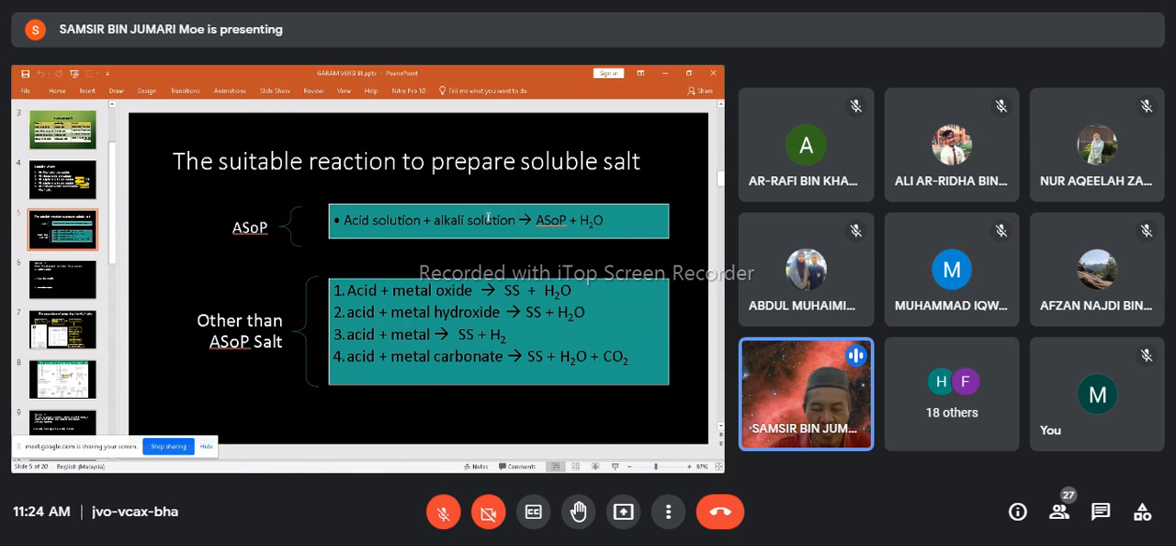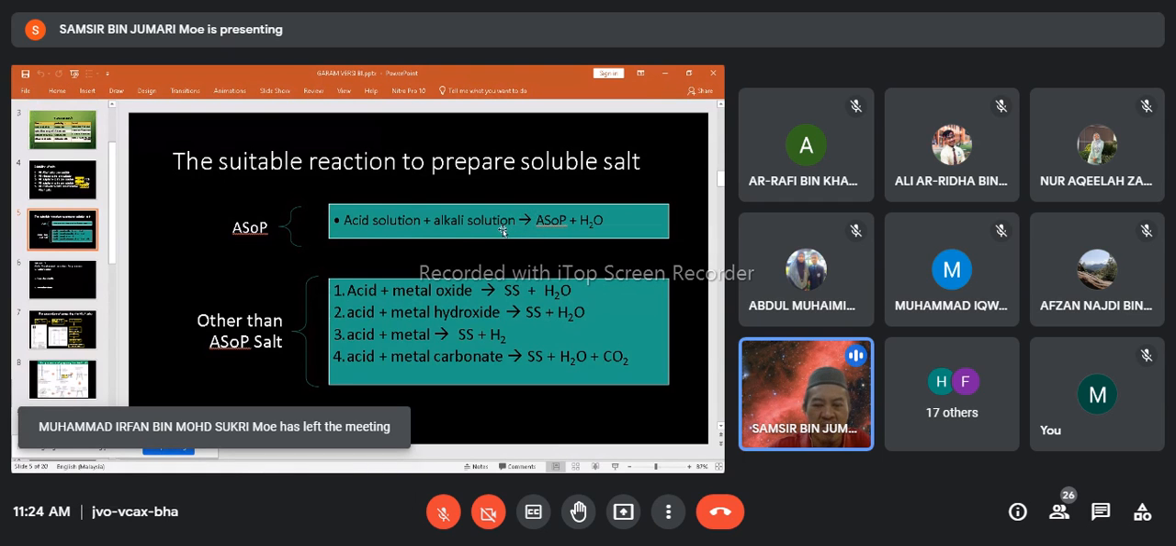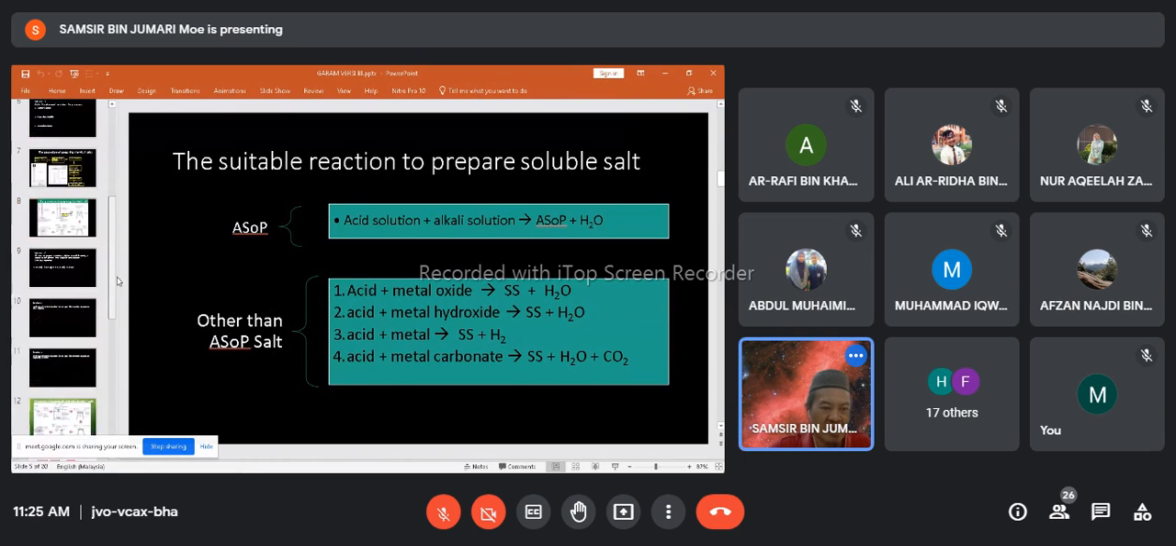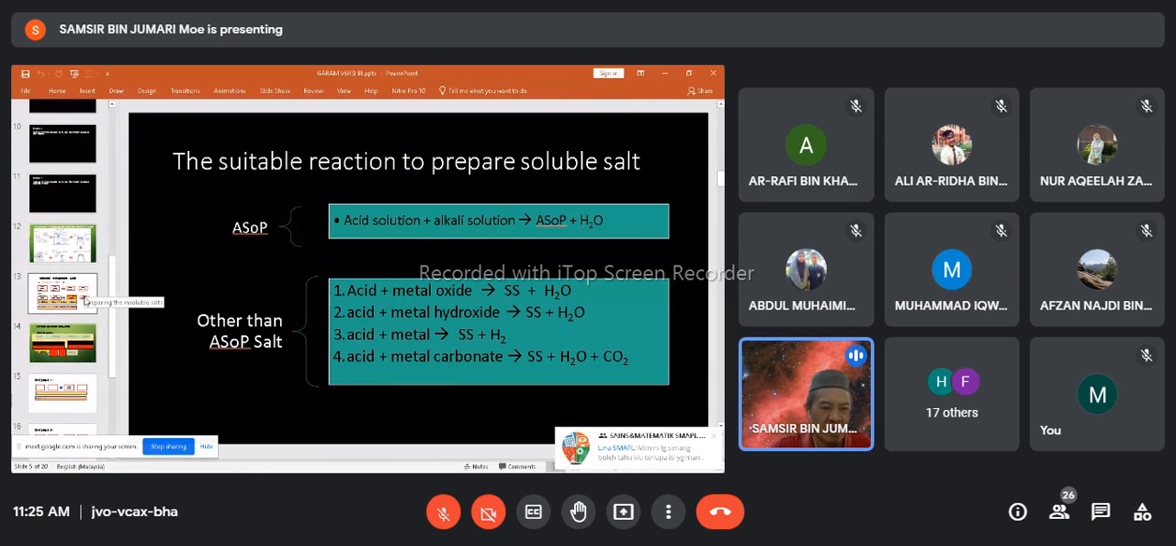Alkali solution must contain the hydroxide. Yes, for example, potassium hydroxide solution. Okay, so potassium, sodium hydroxide, and the other one must be in the alkali solution. Okay, the reaction number 2 here is not recommended, but still can be used to prepare the salt. Okay, I hope you have no problem with all these reactions, and we move to the third method.